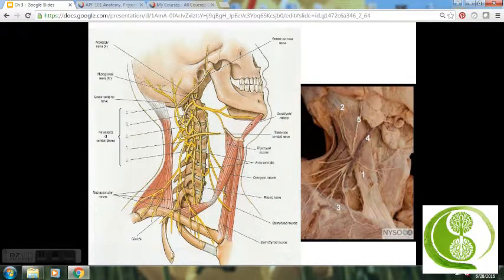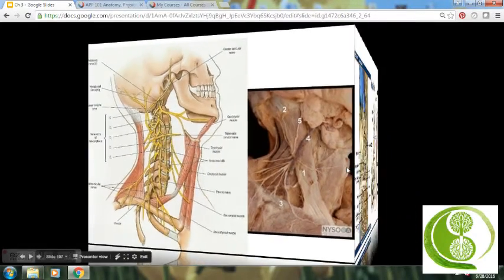Okay, this is your picture diagram of the cervical plexus. See here how all the nerves, all these yellow fibers branching out, these are nerves. These are the cervical nerve plexus, so it's just a bunch of intertwined nerve fibers that form a plexus. And then here is your view on your cadaver. And these are the nerves.